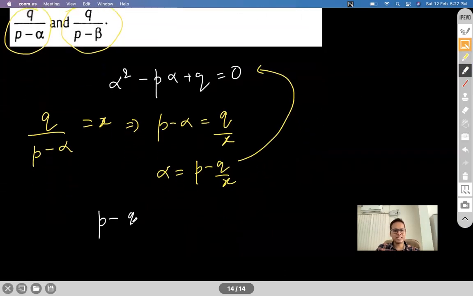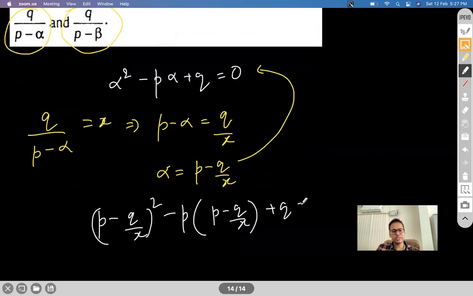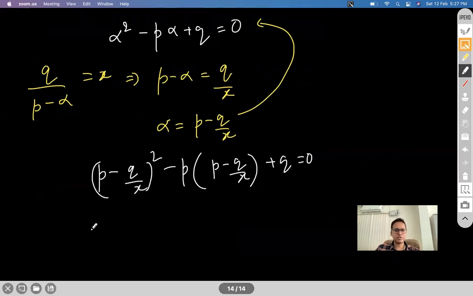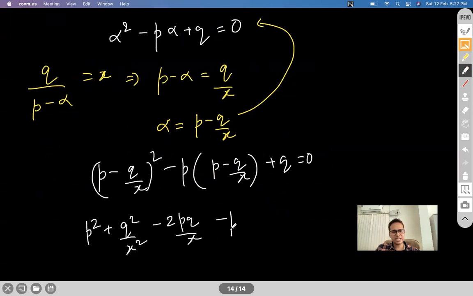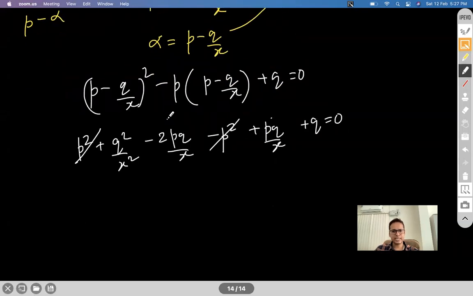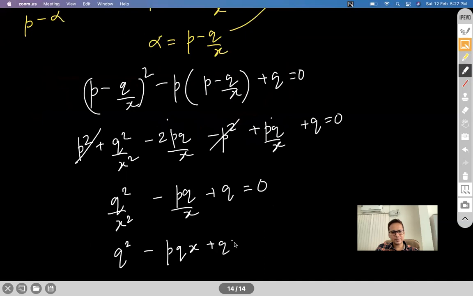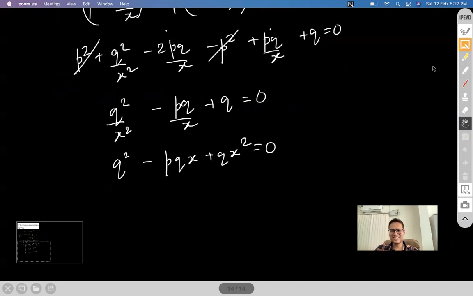So it'll be (p minus q by x) the whole square minus p times (p minus q by x) plus q equal to zero. Let's expand it. This will be p square minus 2pq by x plus q square by x square, again minus p square plus pq by x plus q equal to zero. This and this get canceled off, and this and this will get adjusted also. So q square by x square minus pq by x plus q equal to zero. If you multiply with x square, you'll end up getting something like this. Yes or no? Drop a factor of q if you want.